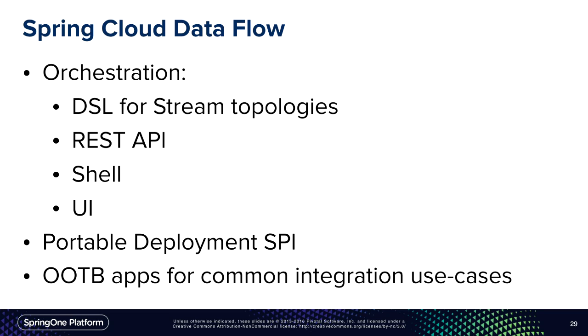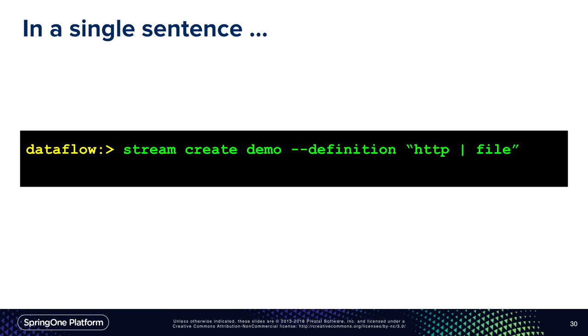You can define your stream topologies using a DSL. It has a RESTful API. It has a shell. It has a UI. It has very sophisticated ways of interacting with it. It also comes with a set of out-of-the-box applications for common integration use cases. And I won't insist too much on it.